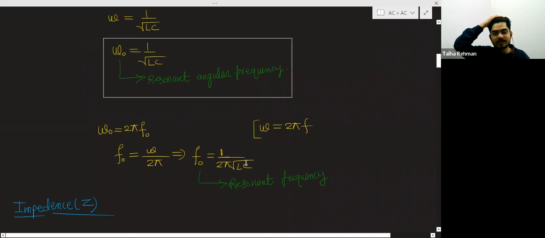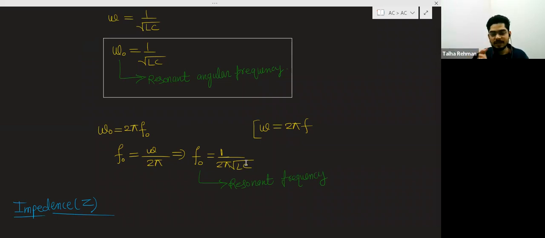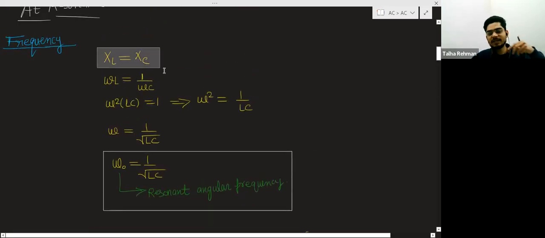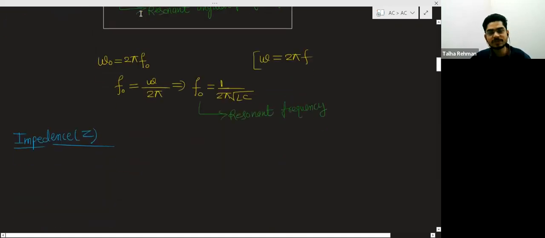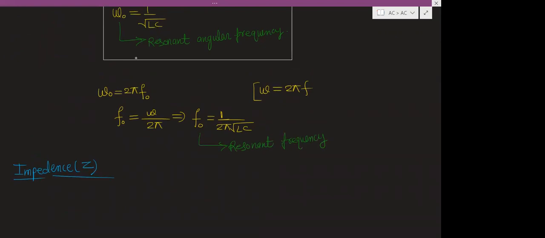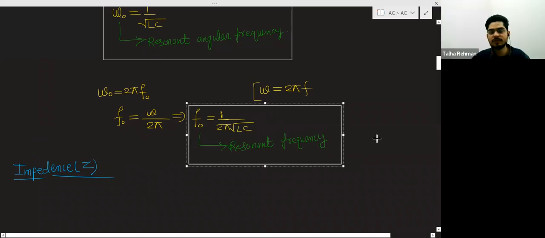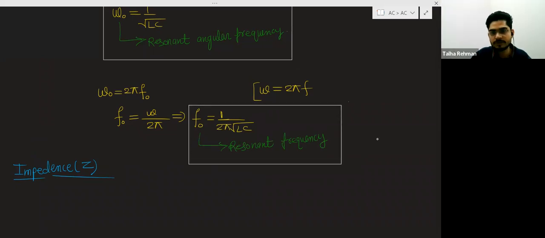Now, if someone is asking you to define the resonant frequency, then you will say this is the frequency in an LCR series circuit of the voltage or the current at which the capacitive reactance becomes equal to the inductive reactance. Capacitive reactance becomes equal to the inductive reactance at a particular frequency, that is known as the resonant frequency. So this is another formula you have to remember.